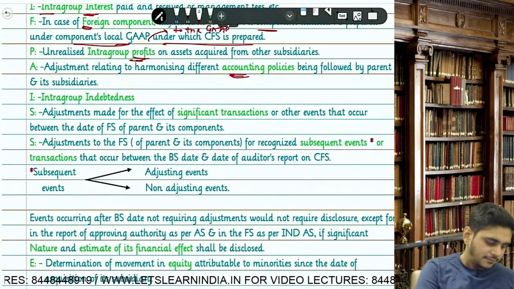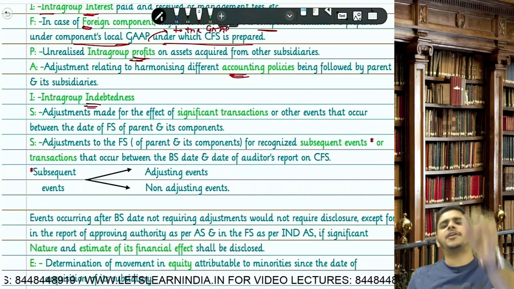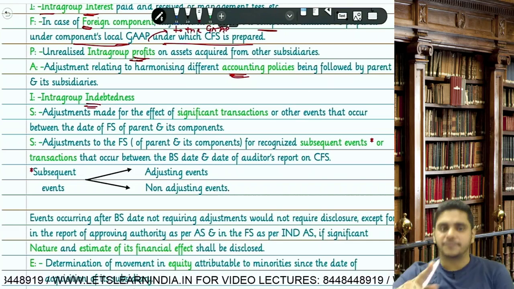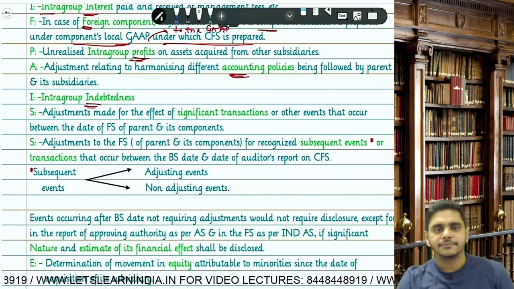I: Intragroup indebtedness. Very hot adjustment of FR. Intragroup indebtedness.